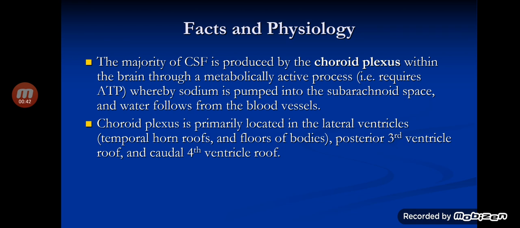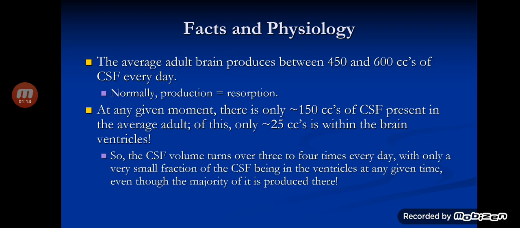We will pass through some important facts and physiology. The majority of the CSF is produced by the choroid plexus within the brain. This is a metabolically active process. It requires ATP, whereby sodium will be pumped into the subarachnoid space and the water will follow from the blood vessels. The choroid plexus is primarily located within the lateral ventricle. However, some of it is located in the posterior third ventricular roof or the caudal fourth ventricular roof.